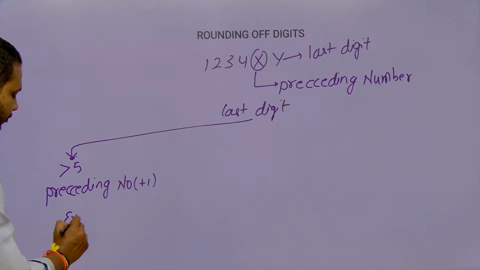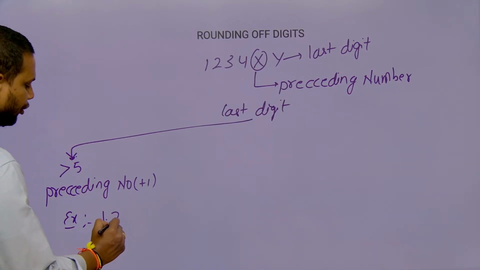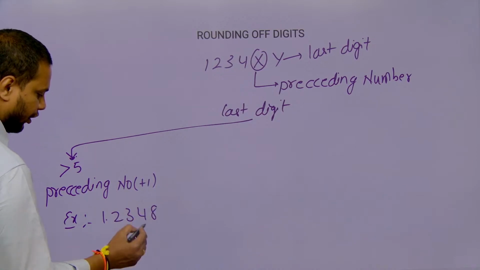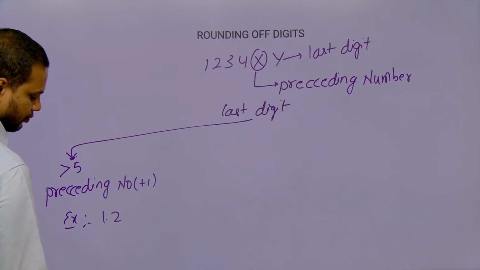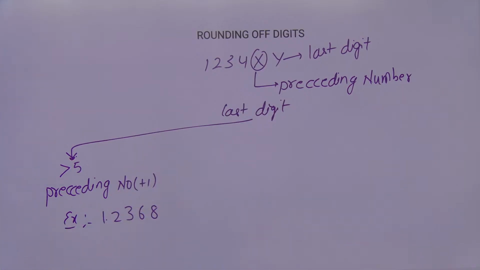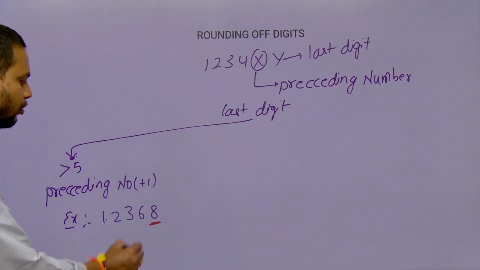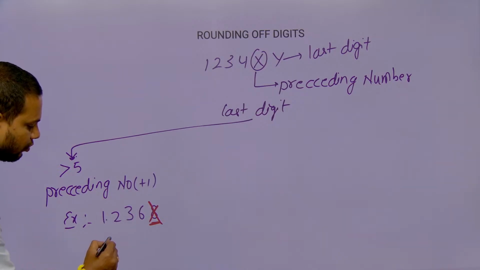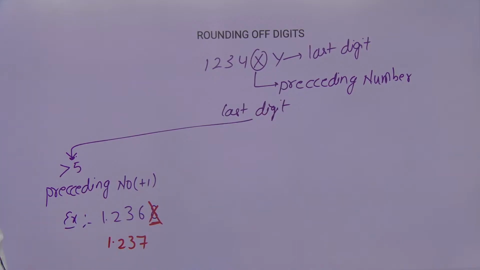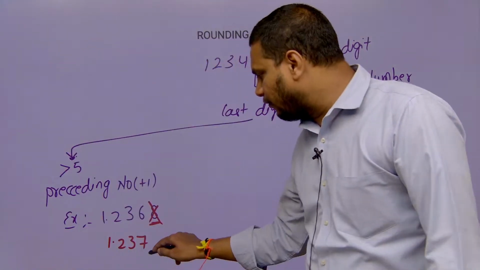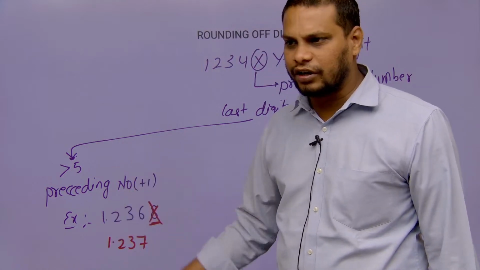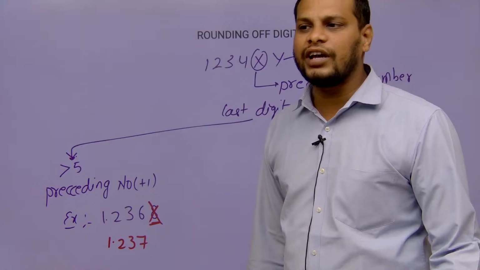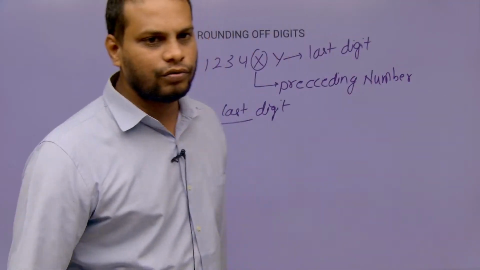Okay, for example, I'll take one example like this: 1.2368. Then the last digit is 8. 8 is greater than 5. Then cut down the last digit and add 1 to the previous digit. So then what is this value? 1.237 is the answer. Now you can do further, like a 7 digit also you can take greater than 5 and do further. But it depends on how many significant figures they asked. That we'll understand while doing the problems.